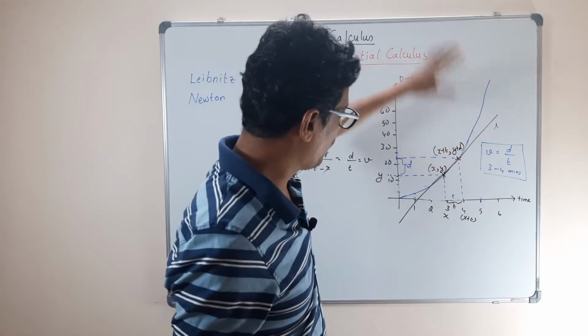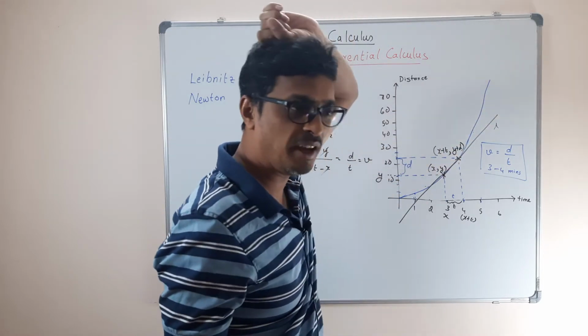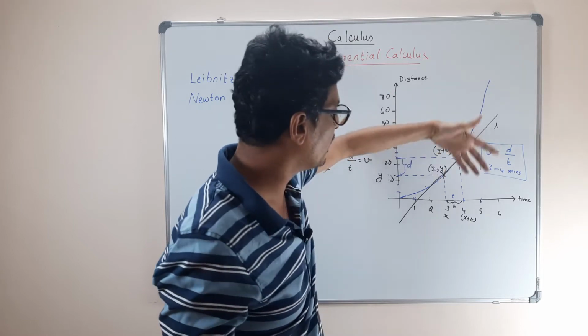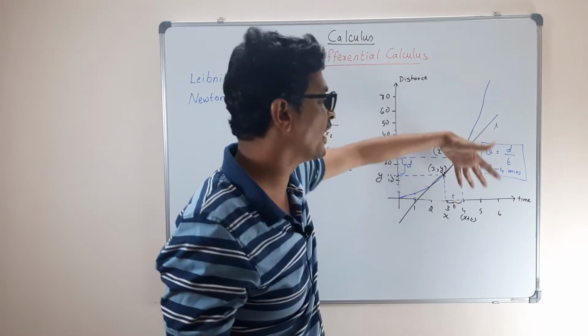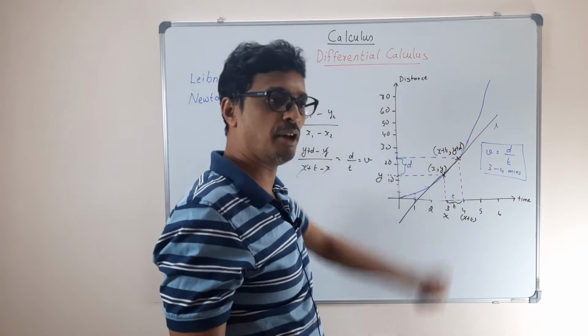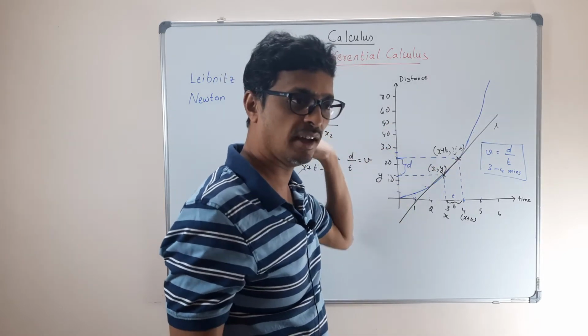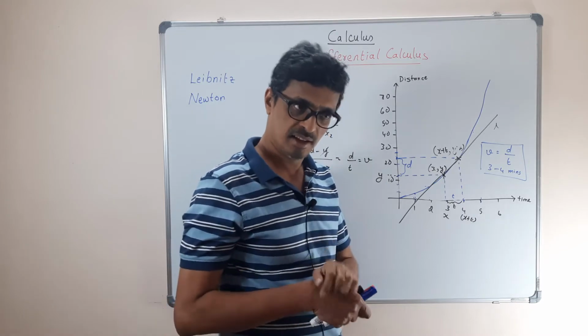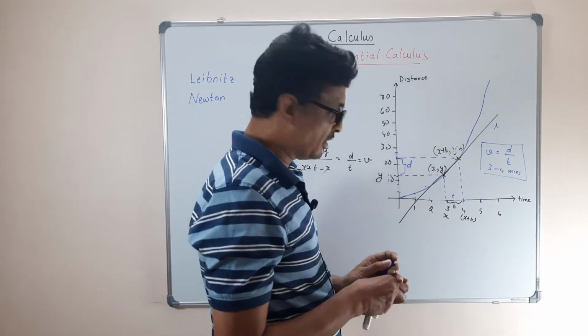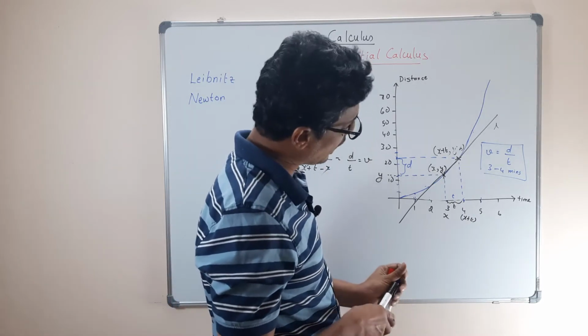So if I ask you what is your speed between x and x plus t, what is the speed you have traveled? You take the two points, draw a straight line and get the slope, and that's what your speed is. Am I right? Clear?